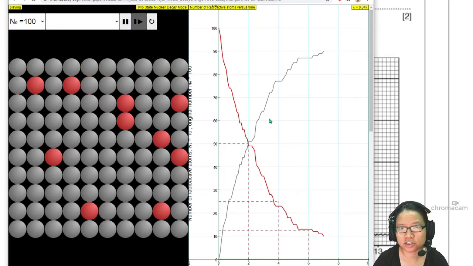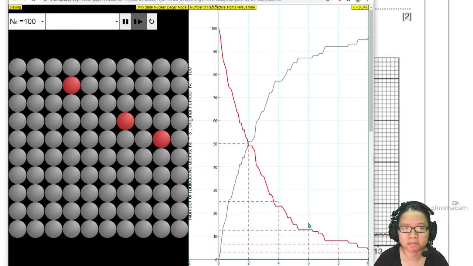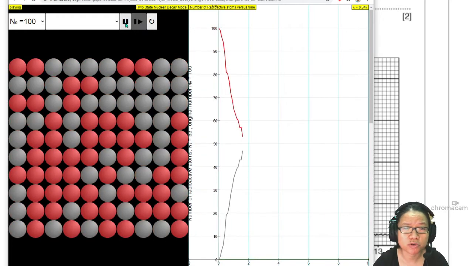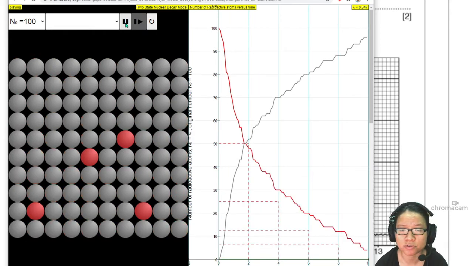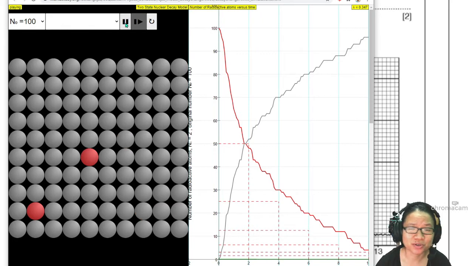Once again, you notice that the shape is slightly different. These patterns are not the same every time because of the random and spontaneous nature of the decay. Look at this, this looks so different, right? So this is probably why we get this kind of shape.